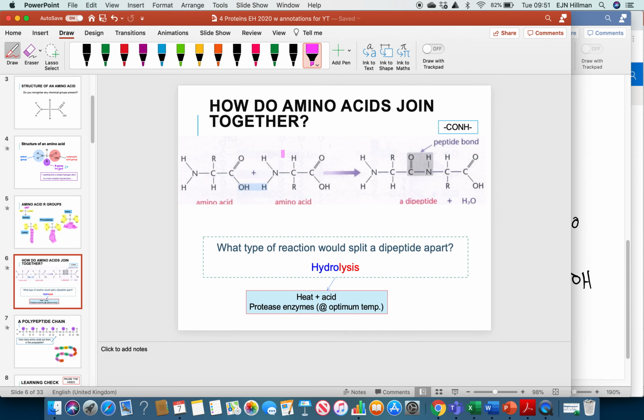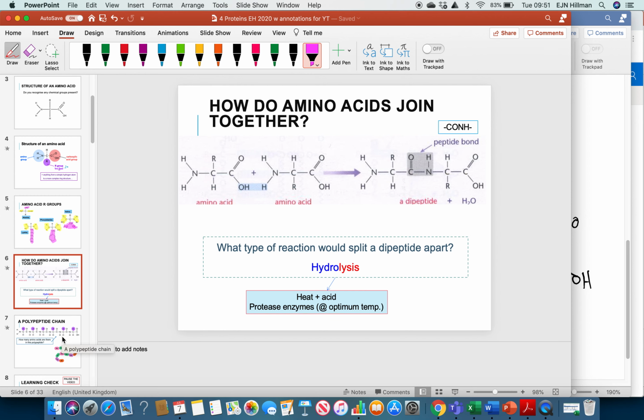Let's go back to this. This is shown on this slide of the PowerPoint. Obviously, this PowerPoint will be available to you as well, so feel free to take your time to read through this. One other point though that is important to make is that hydrolysis reaction would require heat and acid in the lab, or perhaps protease enzymes at an optimum temperature or a suitable temperature for the activity of those enzymes. Now we'll look at that in a bit more detail later, particularly when we move on to digestion later on in the year.